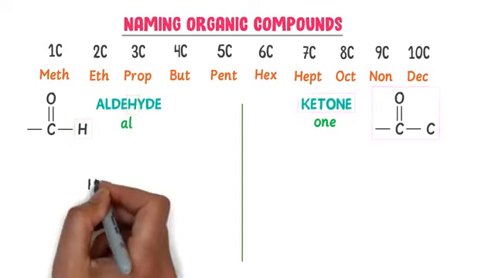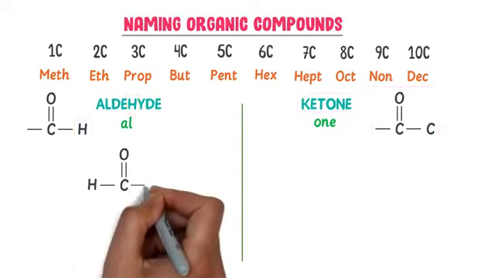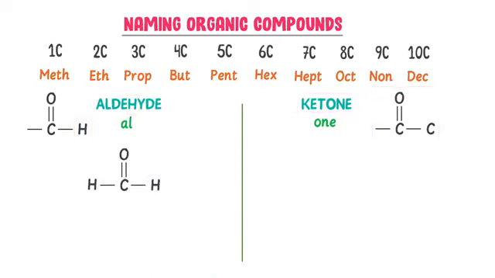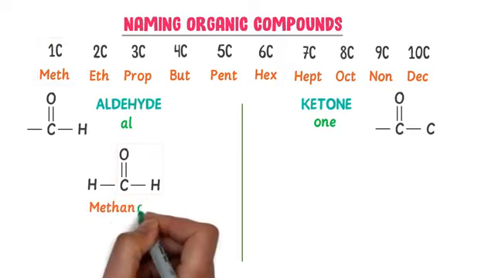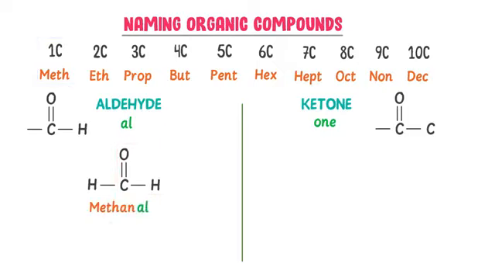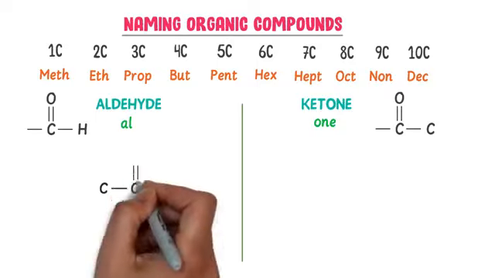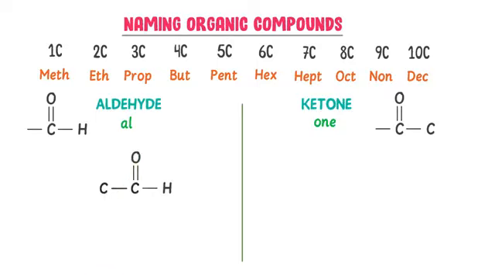Consider 1 carbon atom and the functional group of aldehyde bonded to it. There is only 1 carbon, so I write methane. Also there is the functional group of aldehyde, so I write "al" for it. So I get methanal.